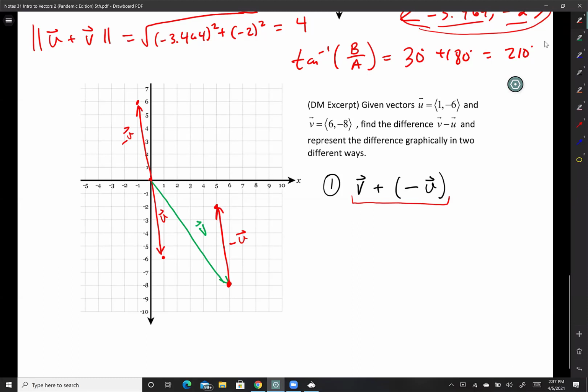The resultant vector, start at the origin and go to where vector u terminates. It terminates at 5, negative 2. So there it is. That's my vector, guys. My vector is 5, negative 2 when you add those two up. Did that make sense, guys?